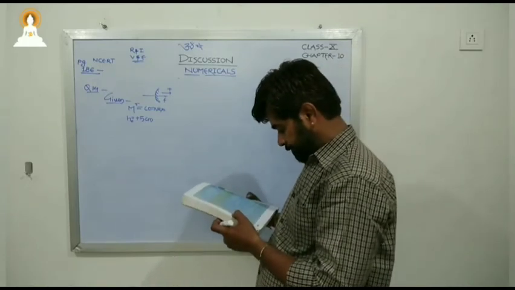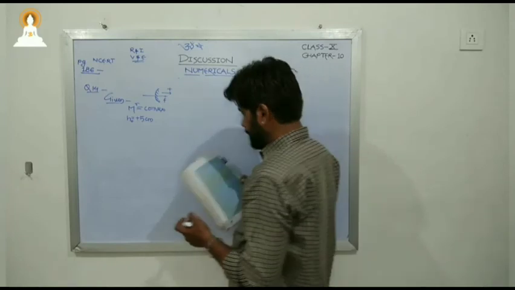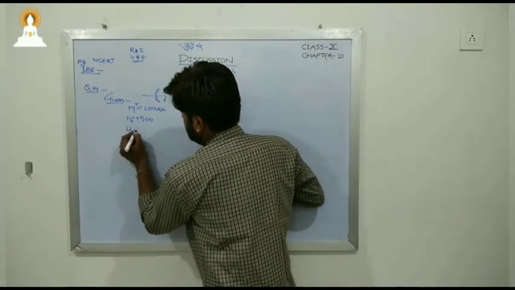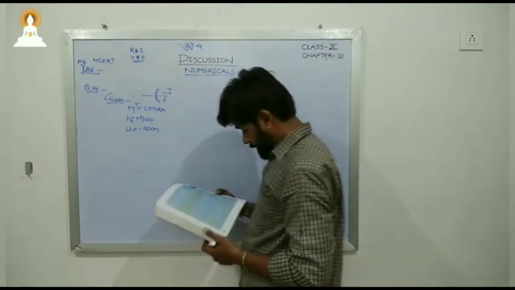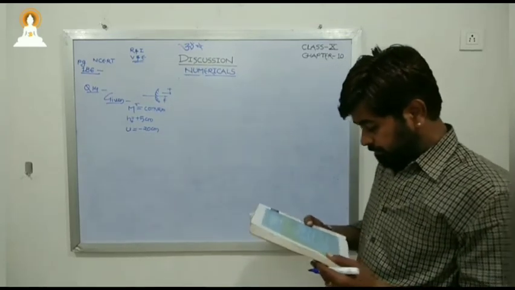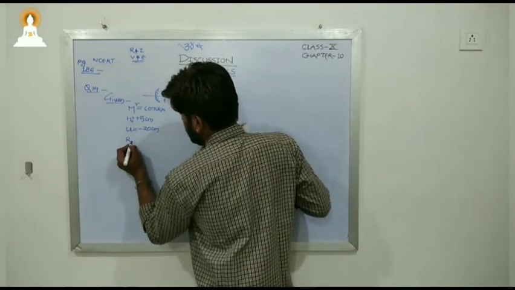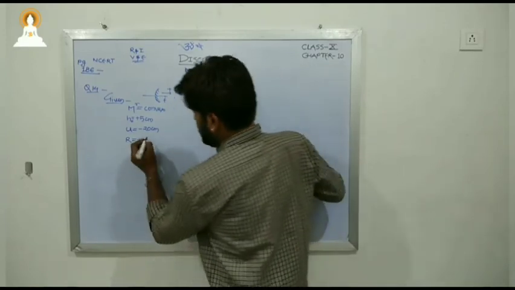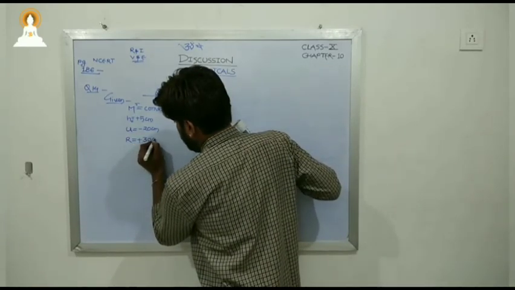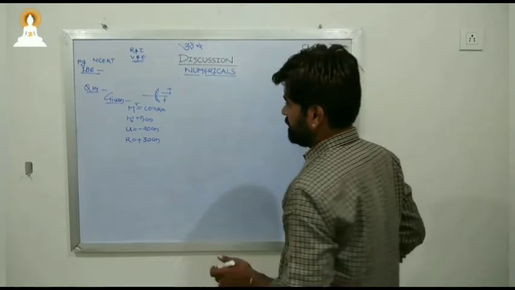Then placed at a distance of 20 cm in front. So u is what? Minus 20 cm. Very simple. Then radius of curvature is 30 cm. Now, as we know that radius of curvature here is plus, so plus 30 cm. Then what they are asking is the position of the image.